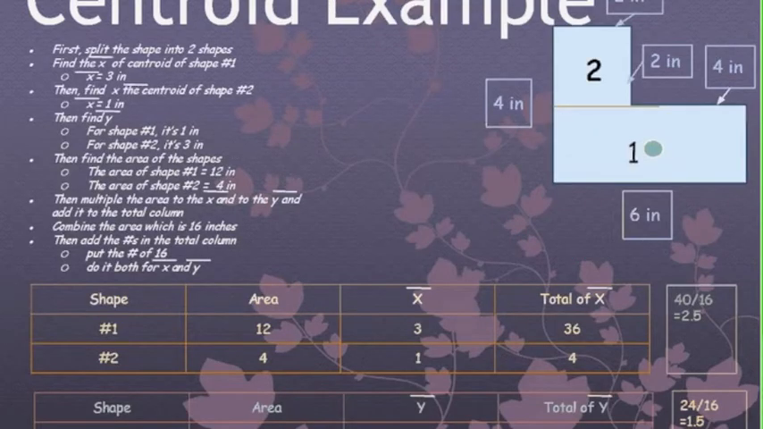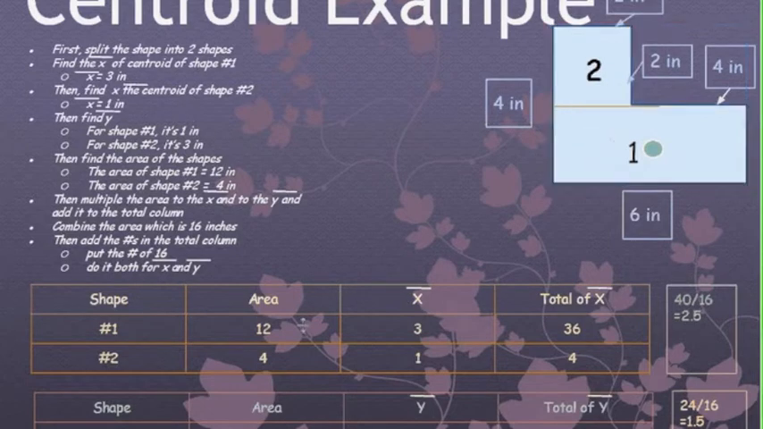Okay, now moving on to more complex shapes. When you see a complex shape and it's asking you to find the centroid, simply divide the shape into simpler shapes as shown here. The larger L shape is divided into a square and a rectangle. So right here we have the square, which is labeled 2, and the rectangle, which is labeled 1.